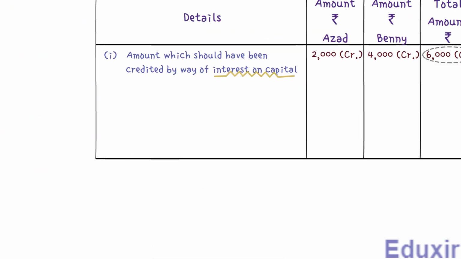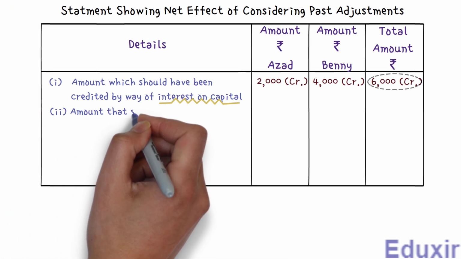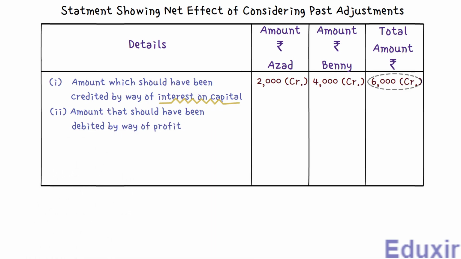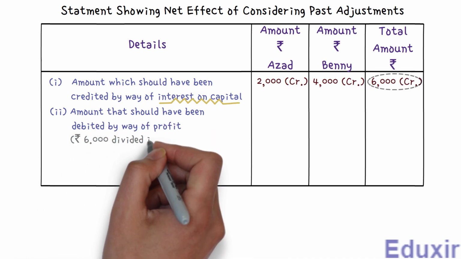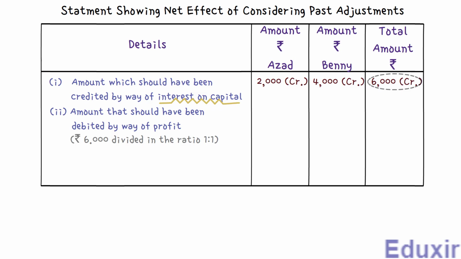So let's write the description of this entry as the amount that should have been debited by way of profit. This is 6,000 rupees divided in the ratio 1:1. See, we usually don't debit the profit. We credit the profit. But here we wrote that this is the profit that should have been debited. This indirectly means that we are reversing the overcredited amount. I repeat, indirectly this means that this much amount should not have been credited. Here we are considering the not crediting as debiting. In other words, we are reversing the effect of overcrediting by debiting.